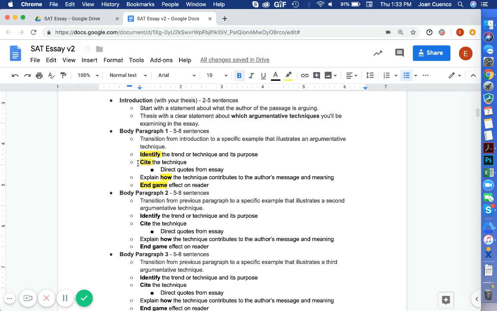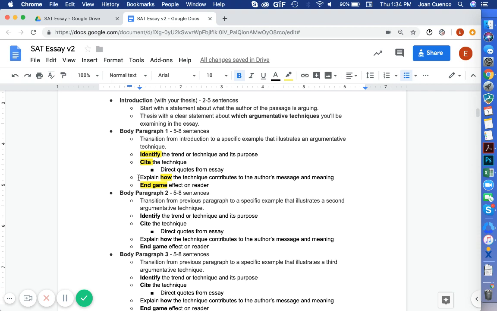And then I would cite the technique, which means quote the essay. You do not need to use footnotes or actual number citations or anything. You just need to quote the essay and show when the author is using that technique. And then the third part is explain how the technique contributes to the author's message and meaning.